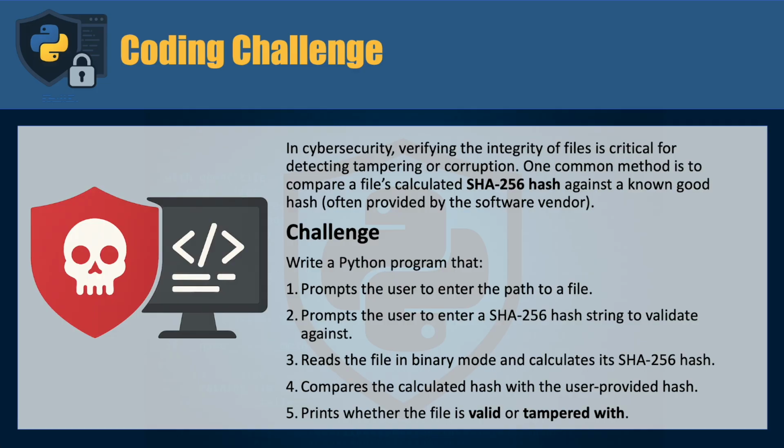For you, I have a coding challenge. In cybersecurity, verifying the integrity of files is critical for detecting tampering or corruption. One common method is to compare the file's calculated SHA-256 hash against a known good hash, often provided by the software vendor. Your challenge is to write a Python program that prompts the user to enter the path to a file, prompts the user to enter a SHA-256 hash string to validate against, reads the file in binary mode and calculates its SHA-256 hash, compares the calculated hash with the user provided hash, and prints whether the file is valid or tampered with. Good luck on this challenge.